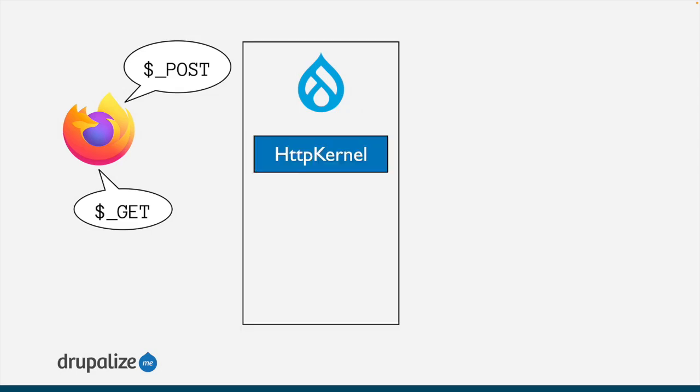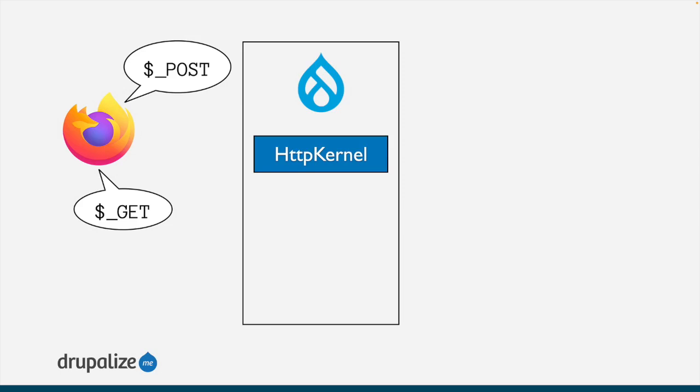First, the HTTP kernel is initialized. Its job is to take the incoming request from the server, which is an HTTP request, and turn that into a PHP request object. Basically, a standardized format for representing the request within Drupal, so that all the other code has a unified way to interact with the request data without having to worry about the nuances of parsing HTTP.